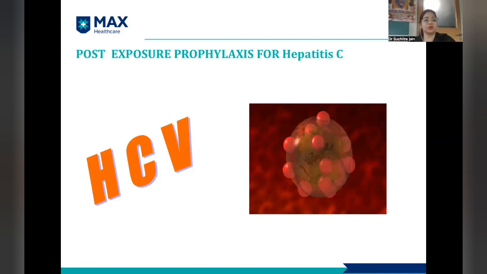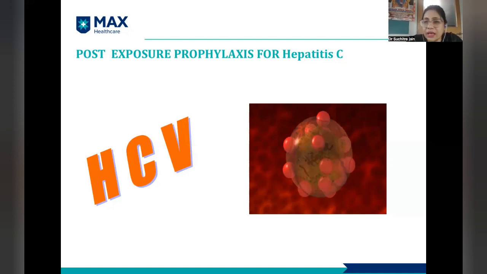The chance of HCV transmission is 3%. Whenever a needle stick injury happens, there is not much data available from outside, and not much from Indian studies. But whatever the Indian studies say, since the number of hepatitis B positive patients is higher and the number of hepatitis C patients is much lower, the HCV cases reported are only 3%. HIV is 0.3%, and hepatitis B is 30%.